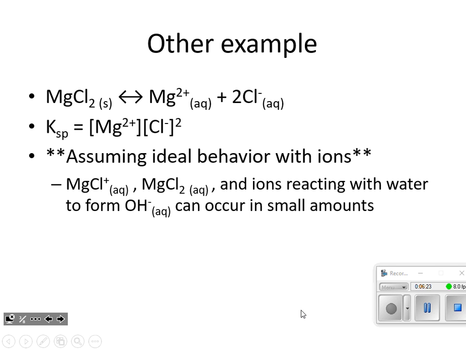Again, it's something that we never really talked about in Chem 1, and quite frankly, we don't really talk about in AP. Heck, you could have MgCl2 together being aqueous. You could have ions reacting with water. Remember Lewis acids and things like that.